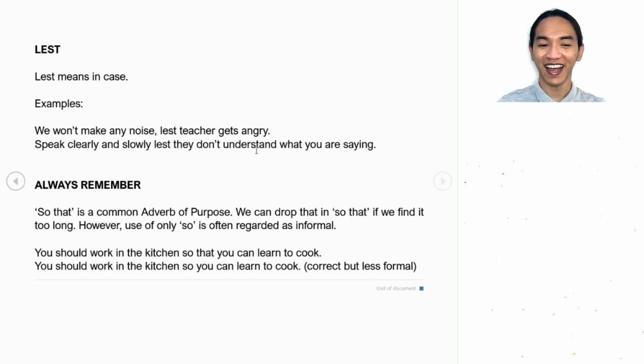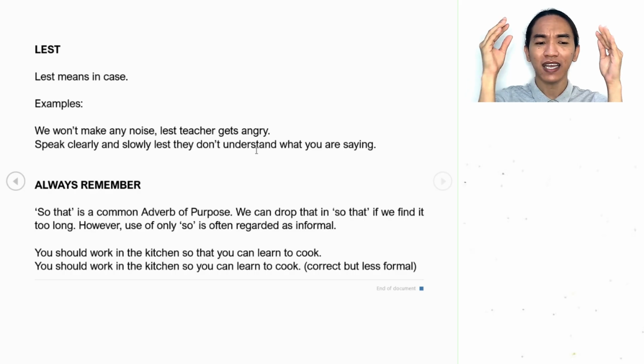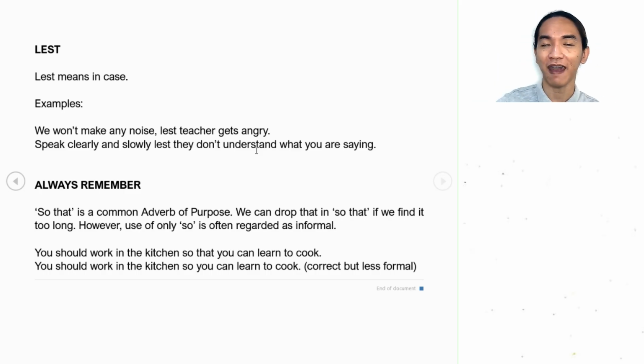All right. Now, always remember, so that is a common adverb of purpose. We can drop that in so that if we find it too long. So we can just say so. However, use of only so is often regarded as informal. Okay. So if you want to use it in a formal language, then use so that. You should work in the kitchen so that you can learn to cook. You should work in the kitchen so you can learn to cook. So this is correct, but less formal. All right. So as you can see, these are your adverbs of purpose. So please study and pay attention to them more.